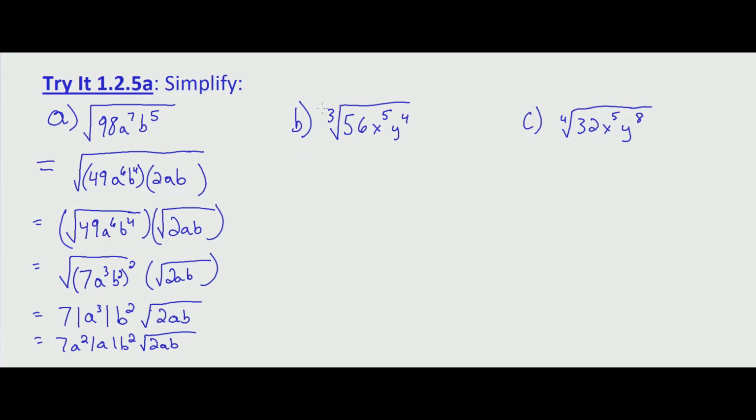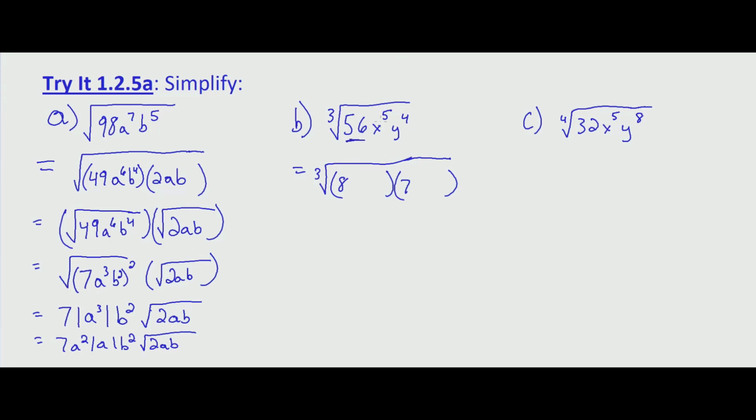Now with part B, we're looking at a cube root. The cube root of 56x to the 5th y to the 4th, we're looking for perfect cubes. So what are the factors of 56, and are any of them perfect cubes? 56 we know is divisible by 8, which is a perfect cube, and it leaves us with 7, which we really can't do anything with as far as cubes are concerned. So let's break this up into 8 times 7. 8 times 7 is our original 56.